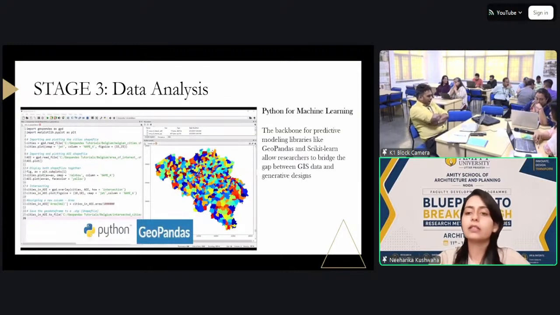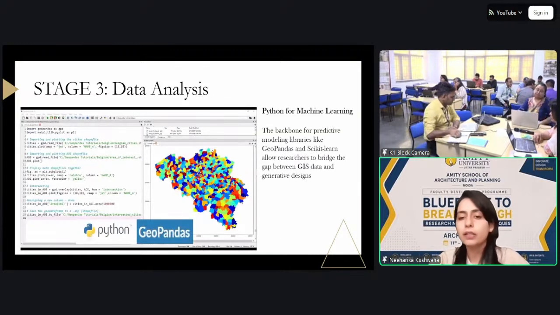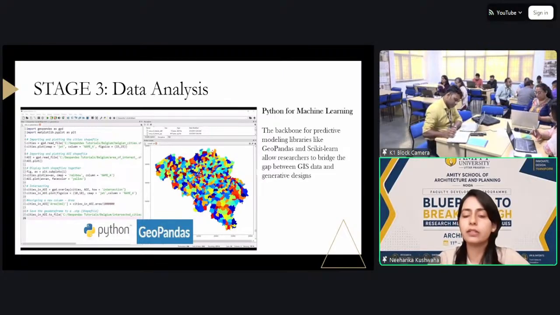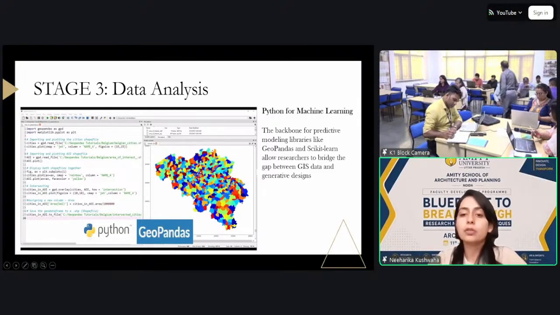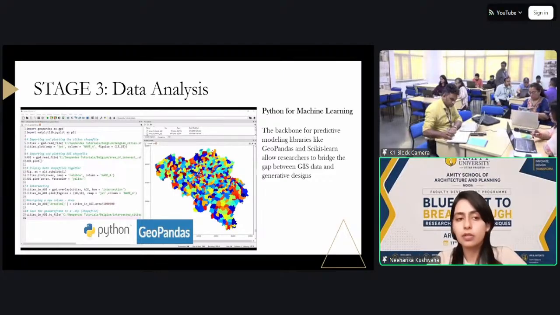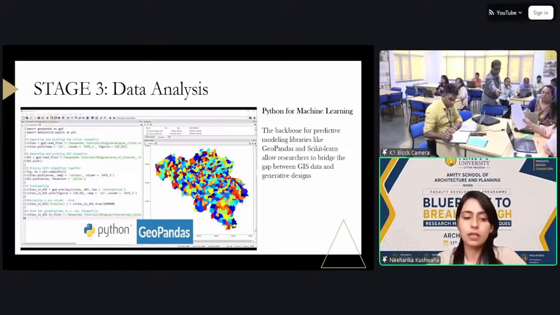First one being Python for machine learning. We all know Python is a language for machine learning. SPSS, they all have Python as their machine learning language. So the backbone for any predictive modeling libraries like GeoPandas, as you can see here, and Scikit-learn is one other example. They allow researchers to bridge the gap between GIS data and generative design.